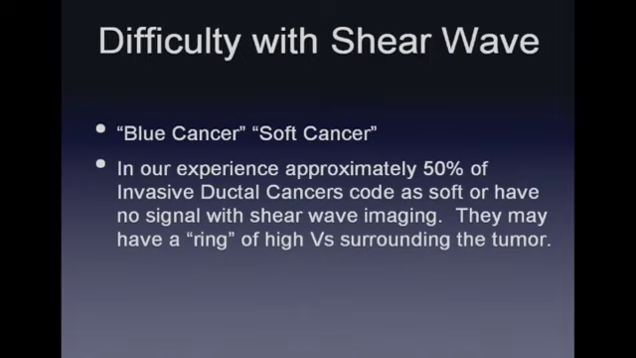One of the problems that people have reported with shear wave imaging is that many cancers may show up as blue cancers or soft cancers. In our experience, about 50% of invasive ductal cancers code either as soft, meaning they show up as blue on the color code, or they may have no signal, that is, they show up as black on the shear wave imaging. Some of these may have a ring of high velocity surrounding the tumor.